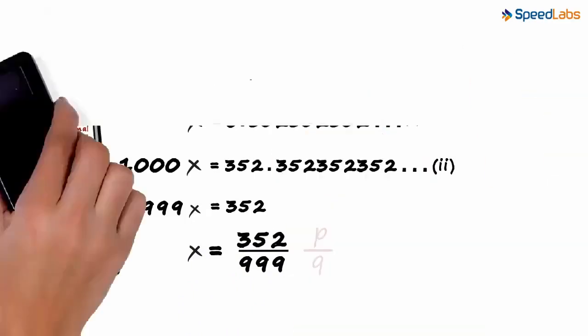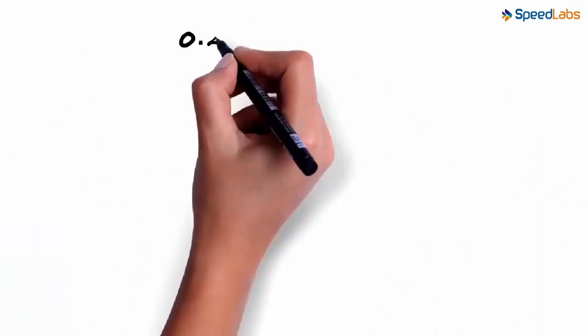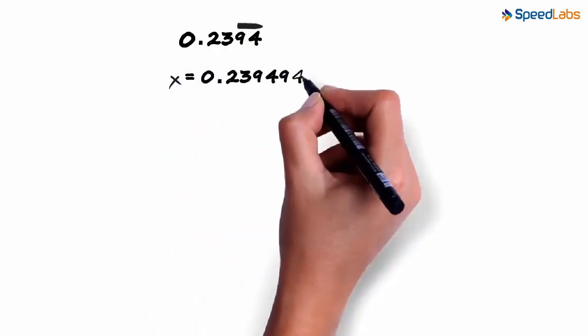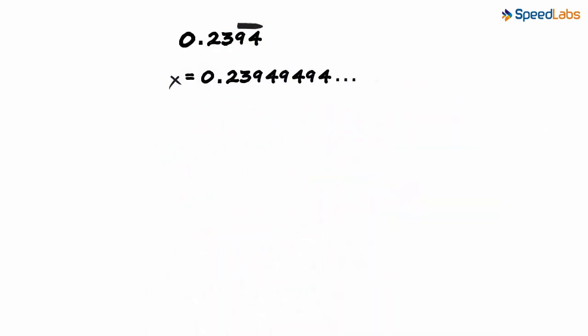Now, let's take an example of a mixed recurring decimal, 0.2394 with a bar over 94. This part is not recurring while this part goes on forever. First things first, let's equate it to x. x equals 0.23949494 and so on. We need two equations with the recurring decimal part. At present, we have none.